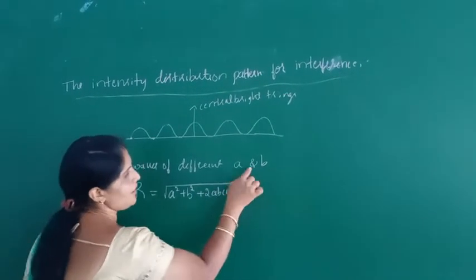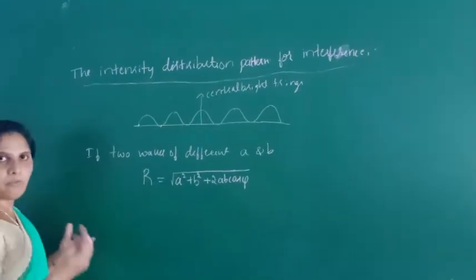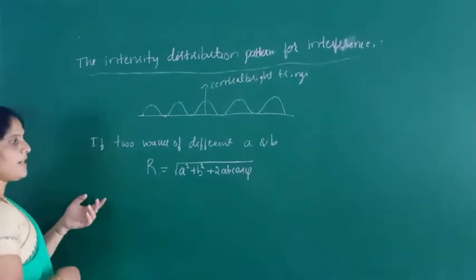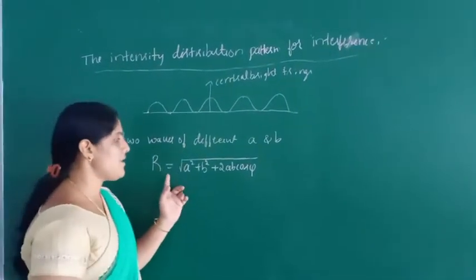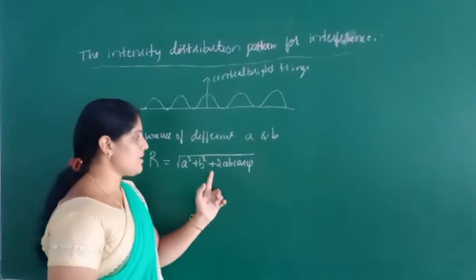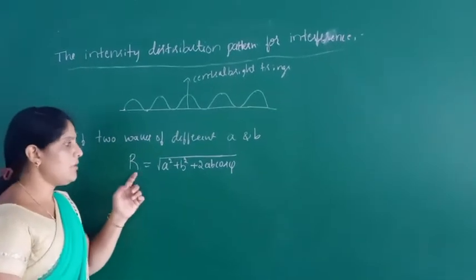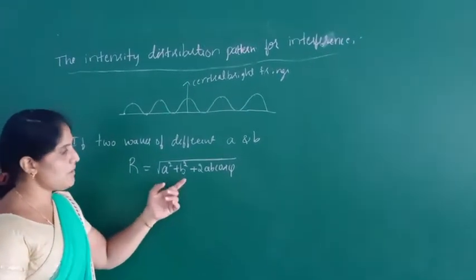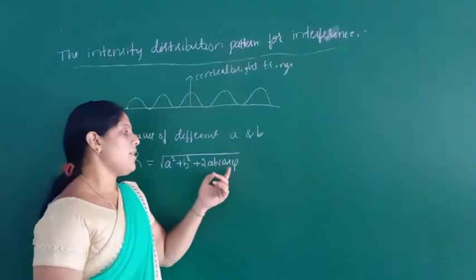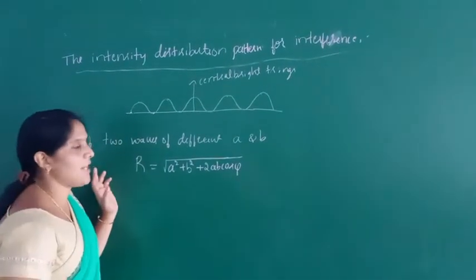If two waves of different amplitude, that is A and B, superpose on each other and produce an interference pattern, the resultant amplitude is given by R equal to square root of A square plus B square plus 2AB cos phi, where R is the resultant amplitude, A is the amplitude of the first wave, B is the amplitude of the second wave, and phi is the phase difference.